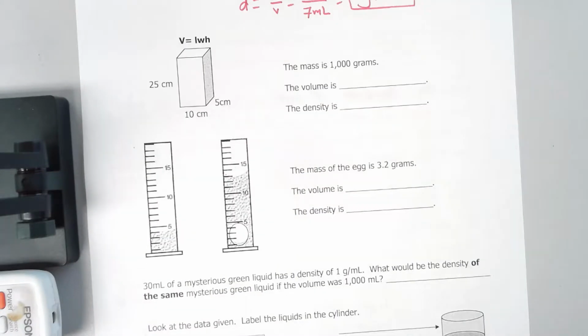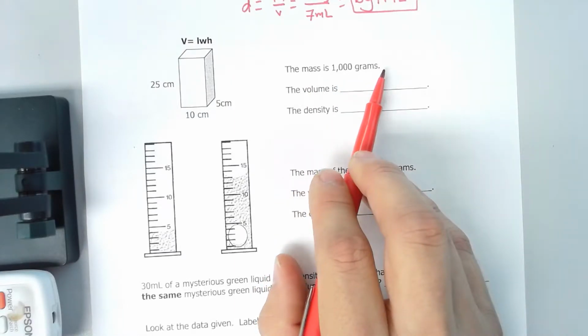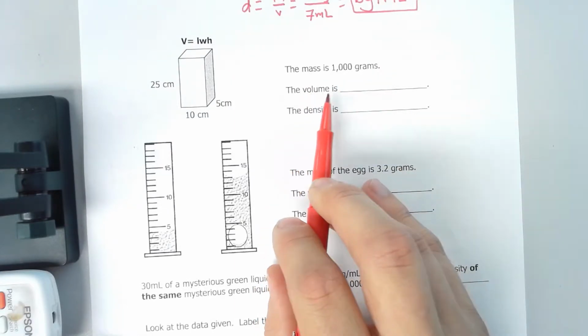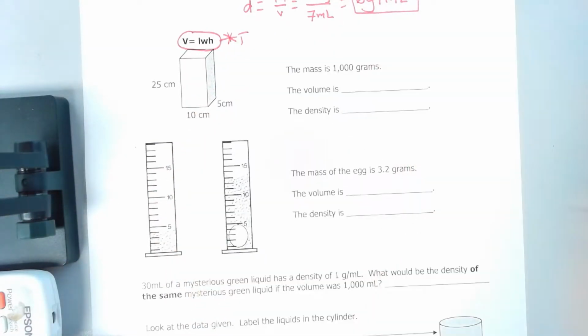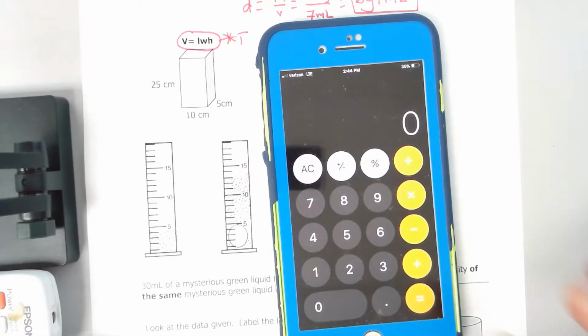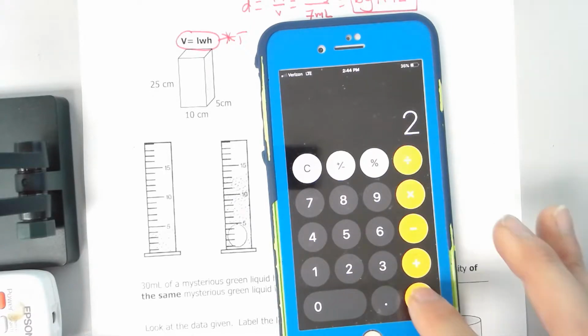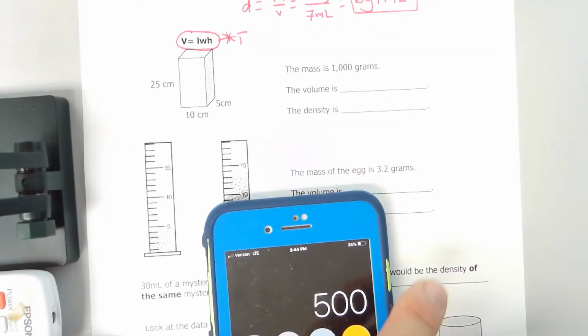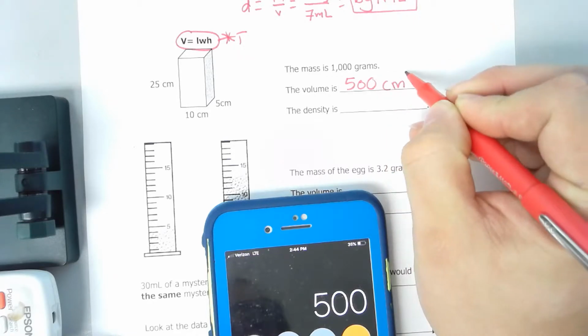For this one, it says the mass of this block is 1,000 grams. The volume is, look over here, I gave you the formula. You have to know this for your test, okay? Length times width times height. So all I'm going to do is 25 times 10 times 5, 500. So the volume is 500 centimeters cubed.